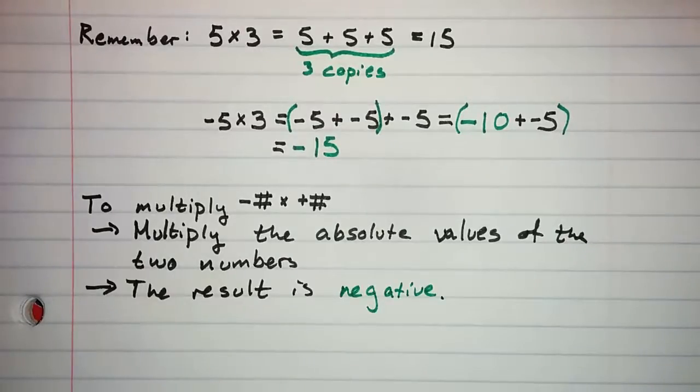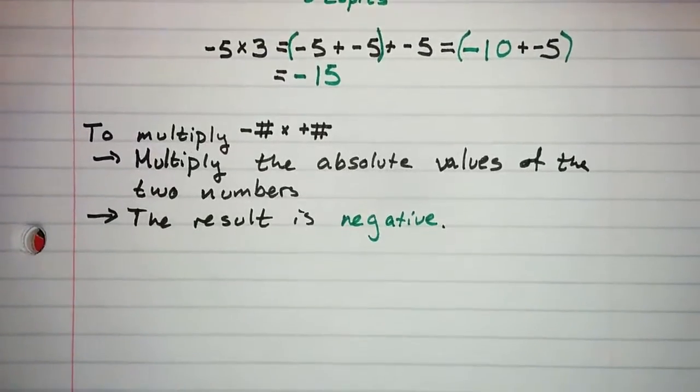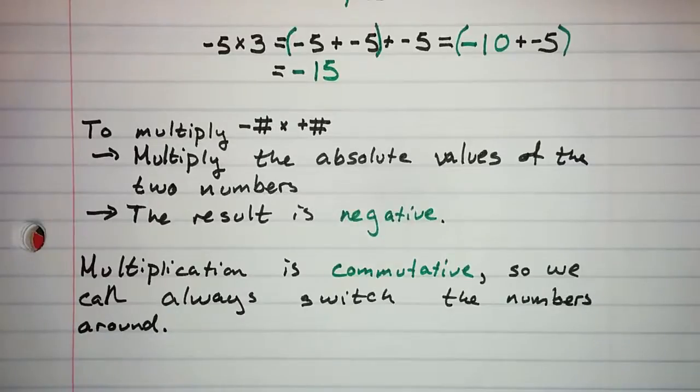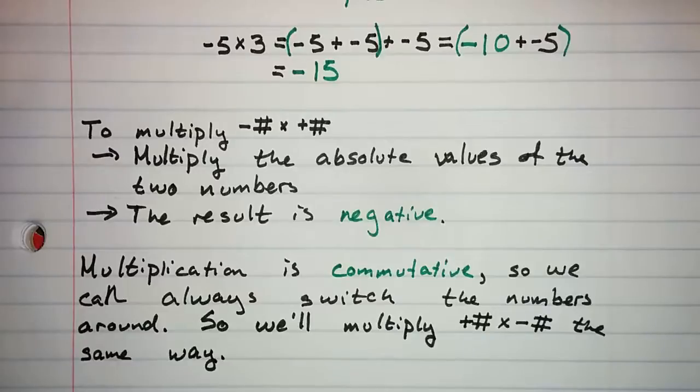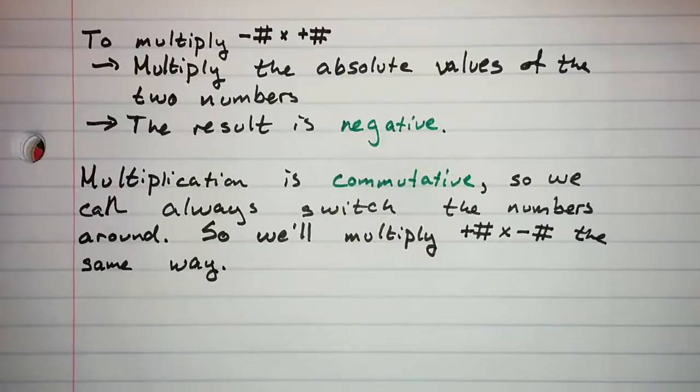What about the other way around? What if the negative number comes second? Well, multiplication is commutative, so we can always switch the numbers around. That's what commutative means. So we'll multiply a positive number by a negative number the same way. So let's just try a couple of examples of this.